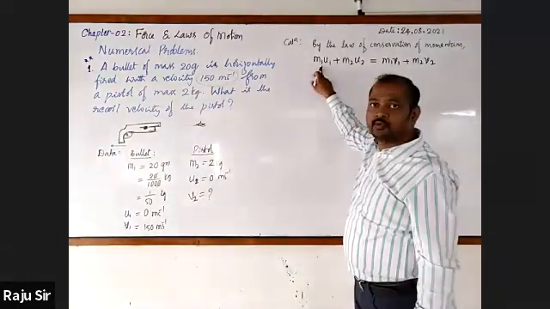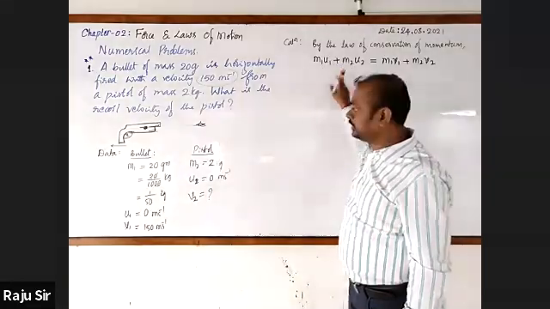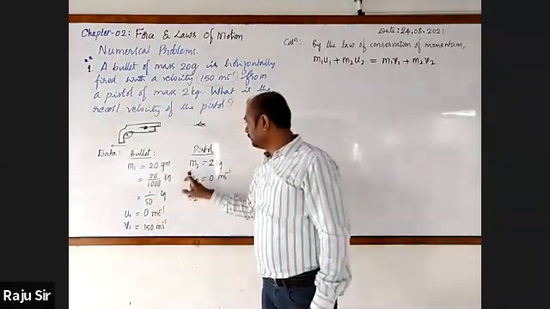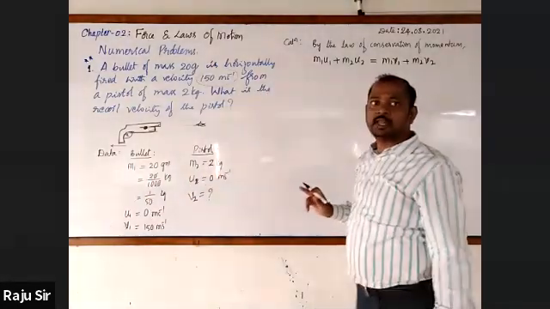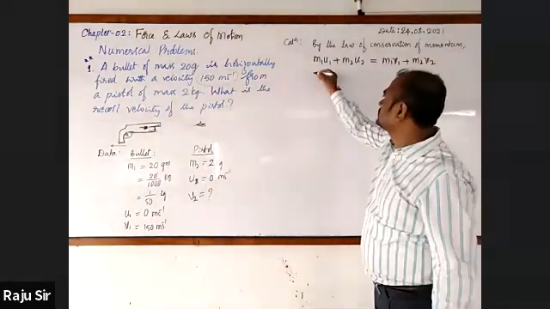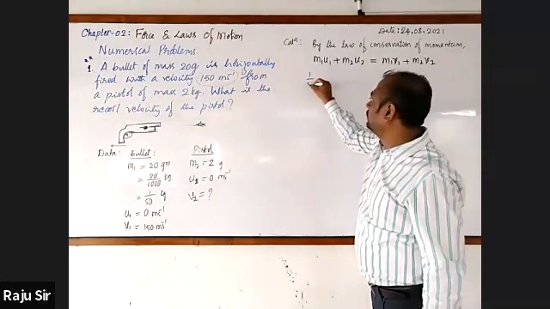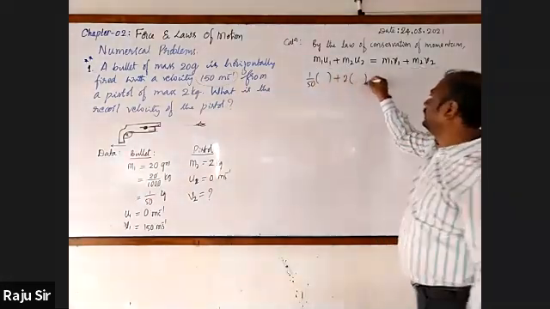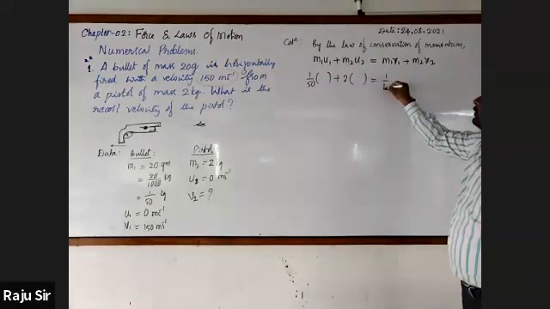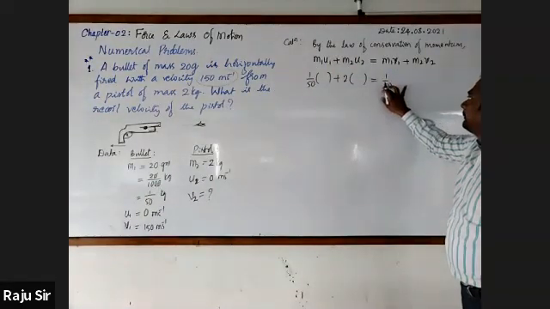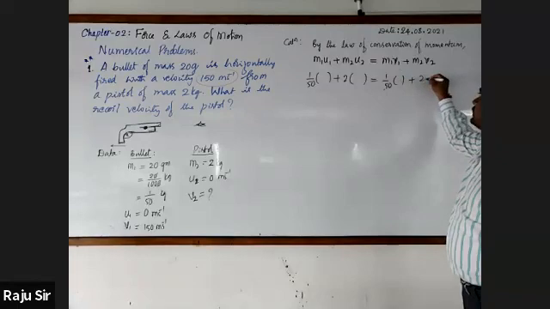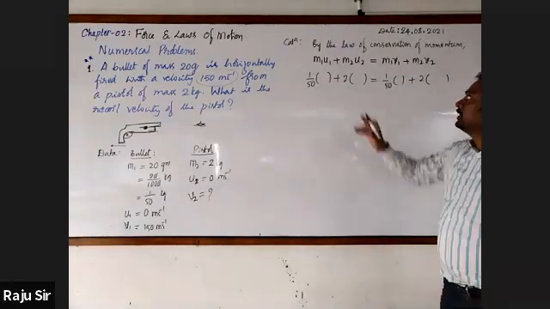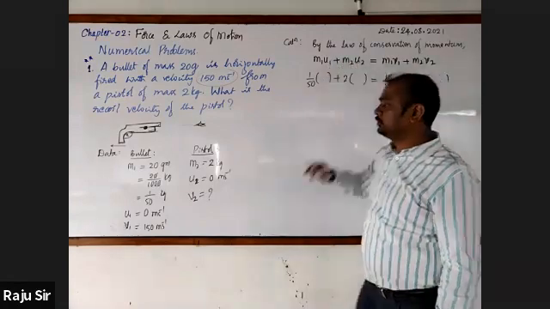First, I'll go for taking the values of M1 and M2. What is M1? 1 by 50. M2? 1 by 50. 2 kg. Okay. It is 1 by 50 into plus 2 into. Then 1/50 into plus 2 into. First M1, M2 substituted. Now I'll go on to U1, U2.